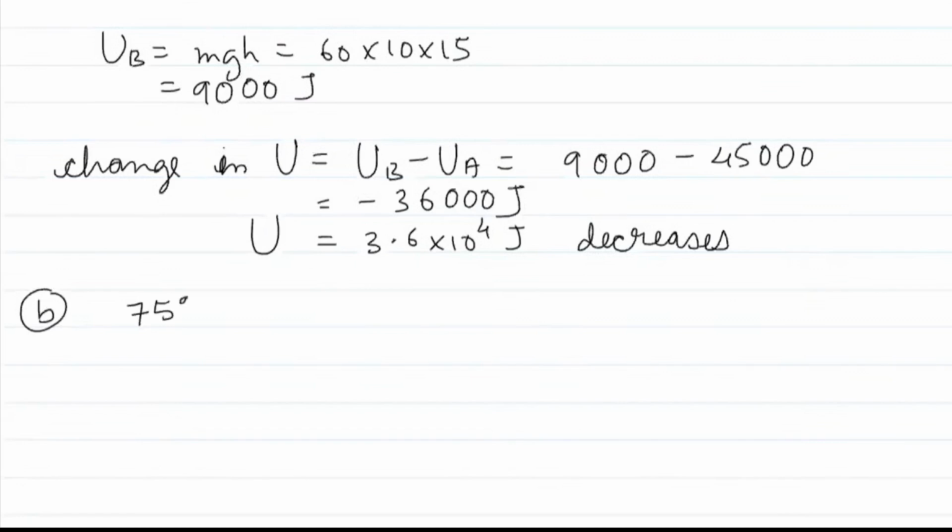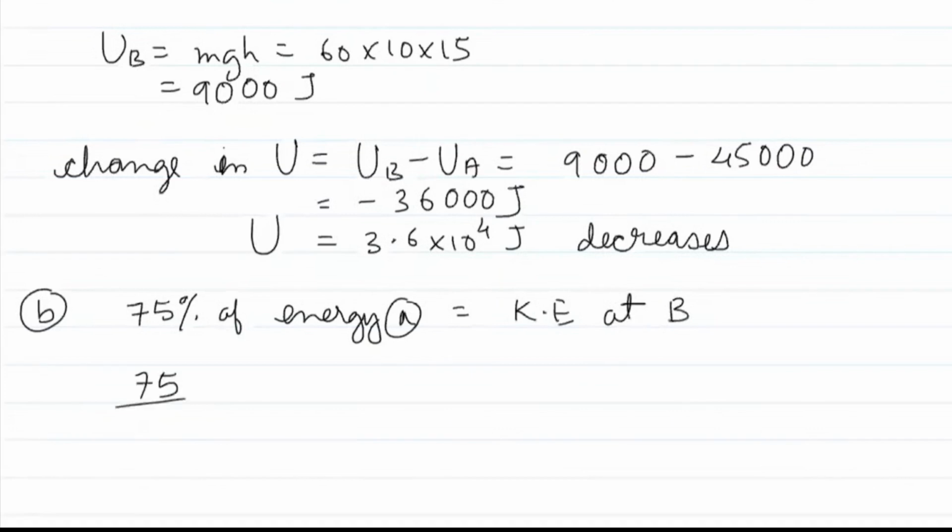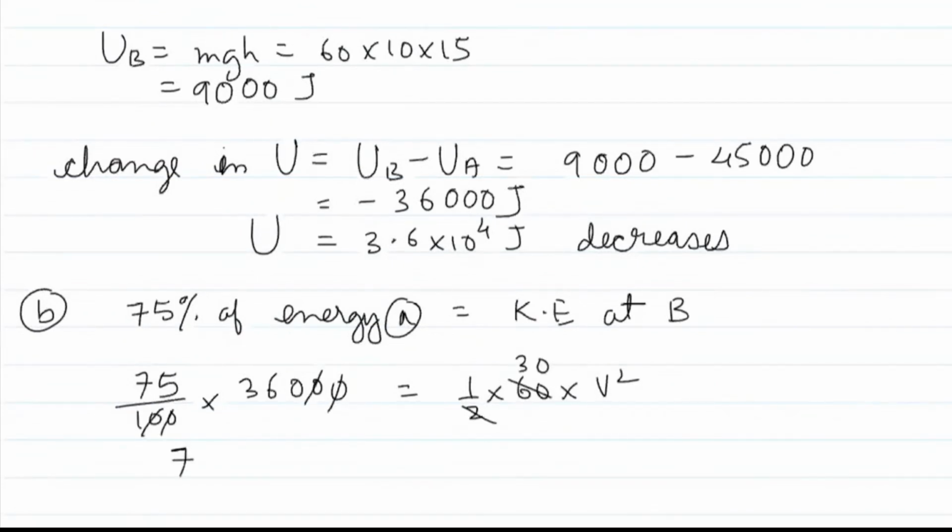Now it says that 75% of energy in A becomes kinetic energy at B. So 75% of 36,000 will be half into m into v squared. So this is 30, and there are two zeros gone. So 75 into 360 upon 30. So this cancels, and this will be 25.